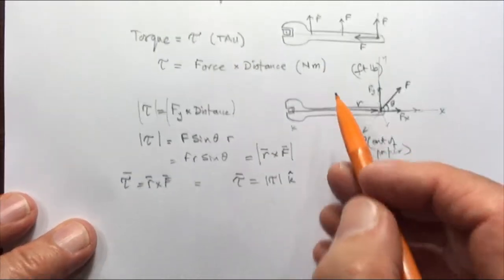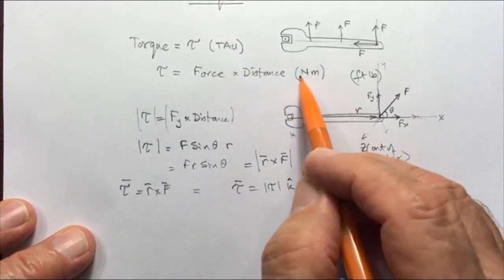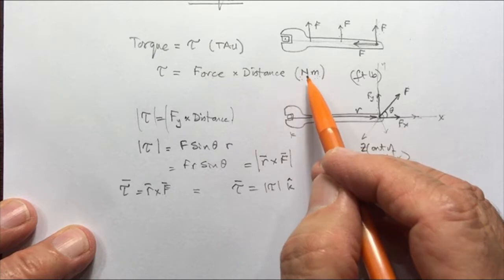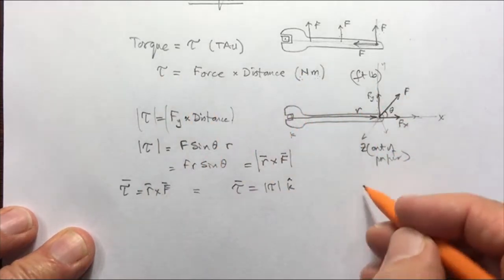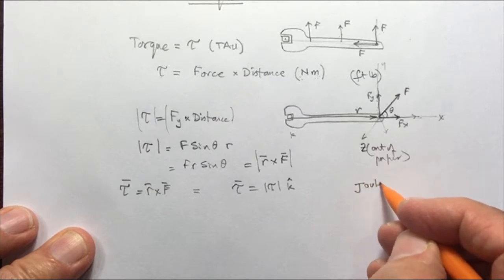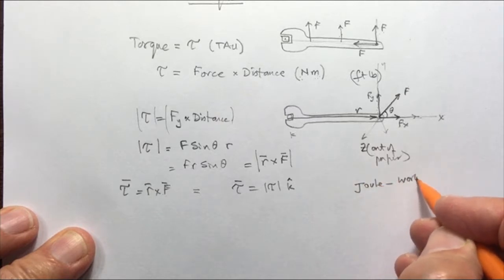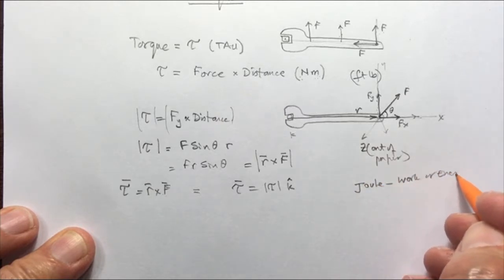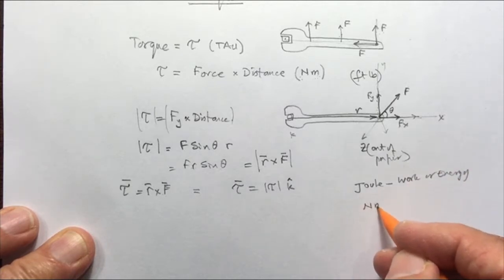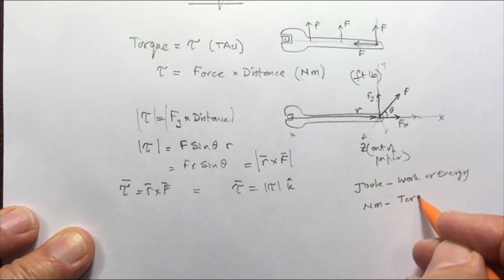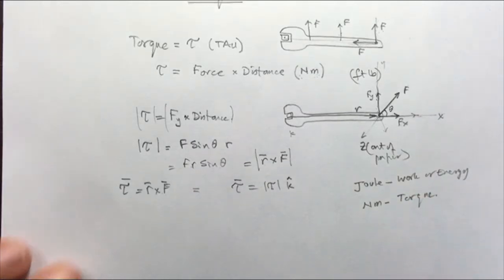Now, one thing more about the units. Even though it's Newton meters and Newton meters are joules, torque is not written as a joule because we reserve the joule for work or energy. And even though it's Newton meter, the Newton meter is reserved for torque.